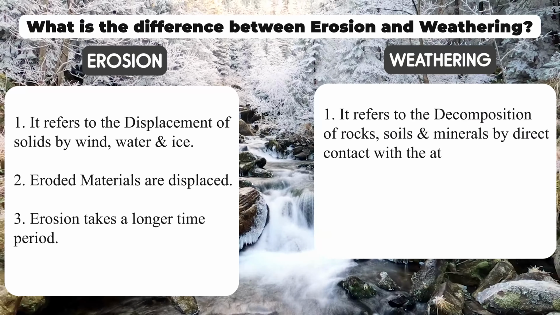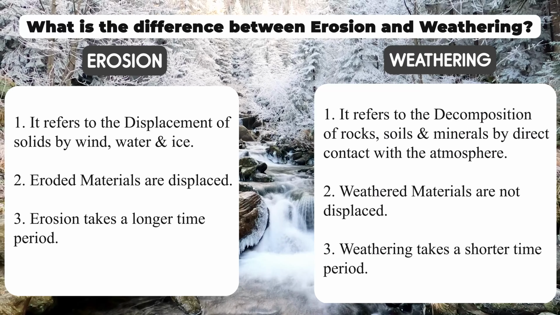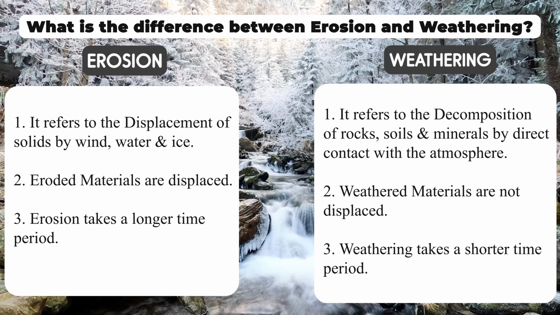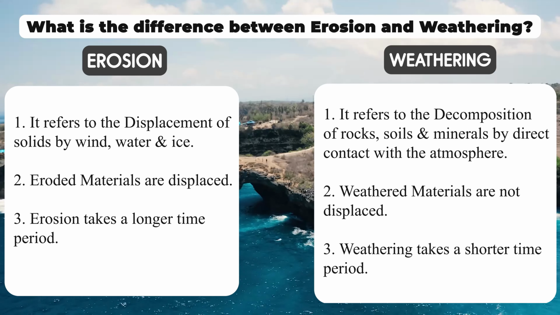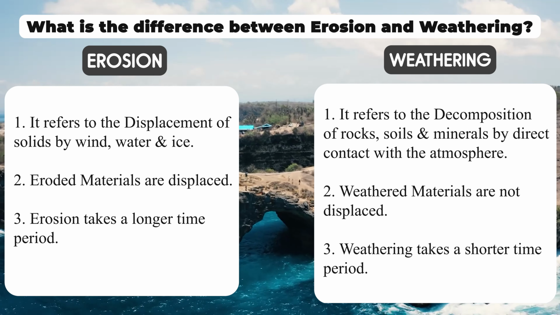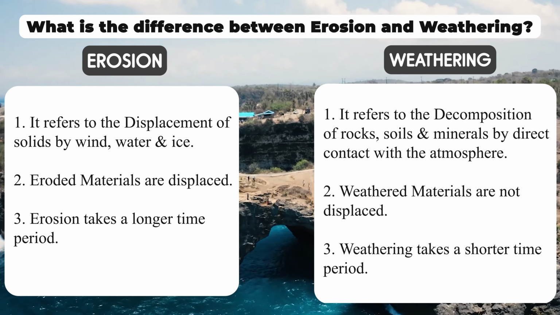Weathering. Number 1. It refers to the decomposition of rocks, soils, and minerals by direct contact with the atmosphere. Number 2. Weathered materials are not displaced. Number 3. Weathering takes a shorter time period.